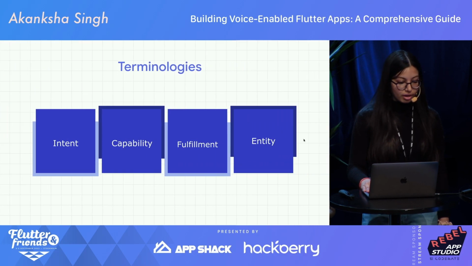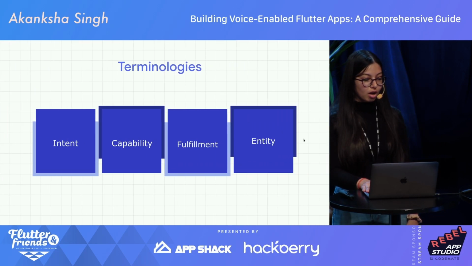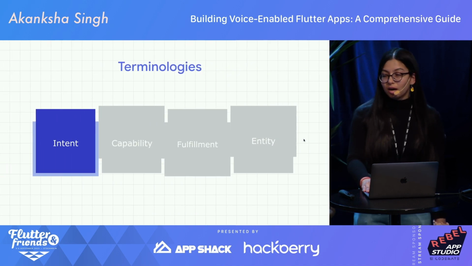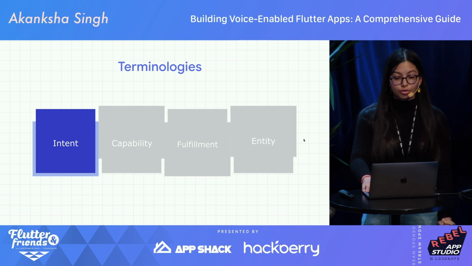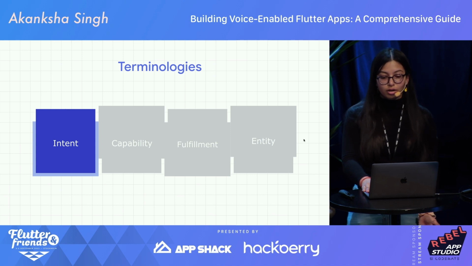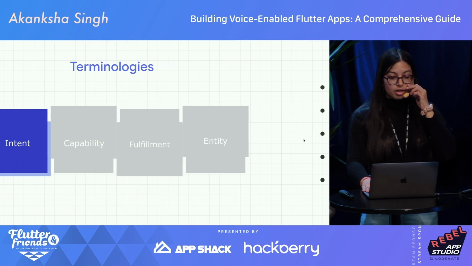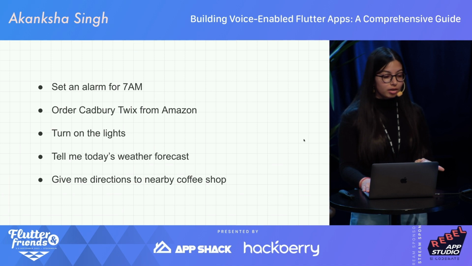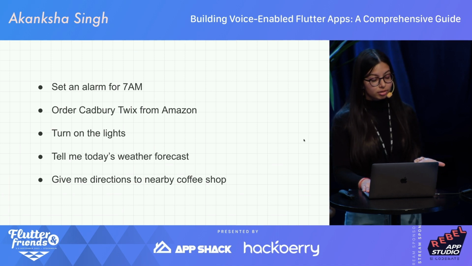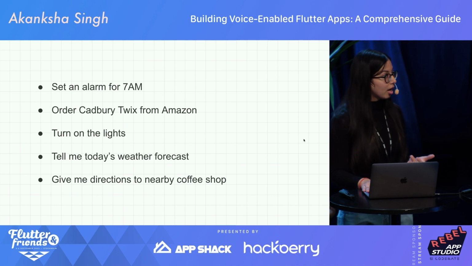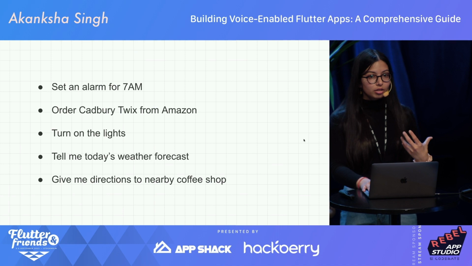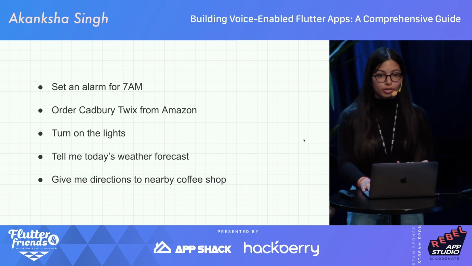So yeah, some of the terminologies to start with for App Actions. Intent is a goal or the task that the user wants to do, such as ordering coffee or finding a piece of music. So intent can be set an alarm for 7 a.m., order something from Amazon, turn on the lights, tell me today's weather forecast. These are all the intents, or the goal or the task, that the user wants the assistant to do.